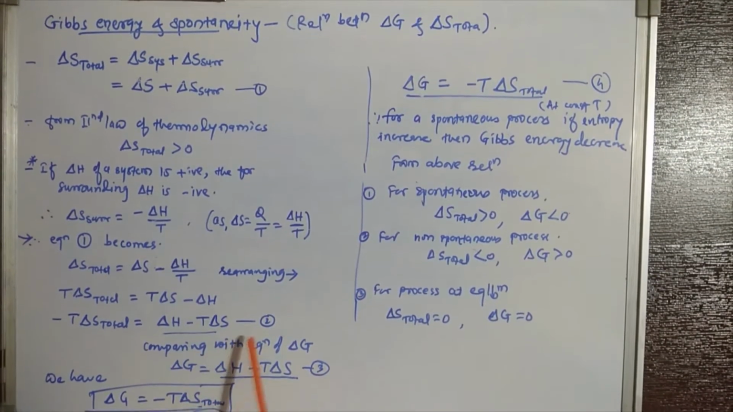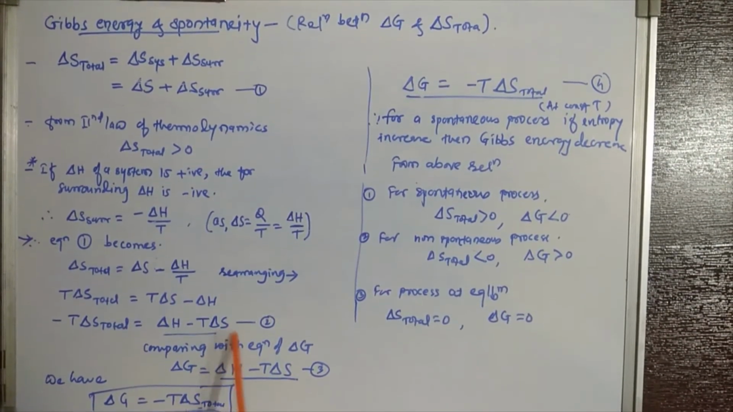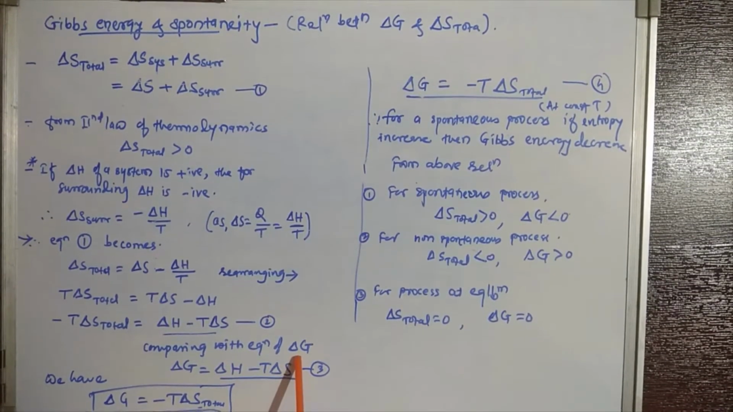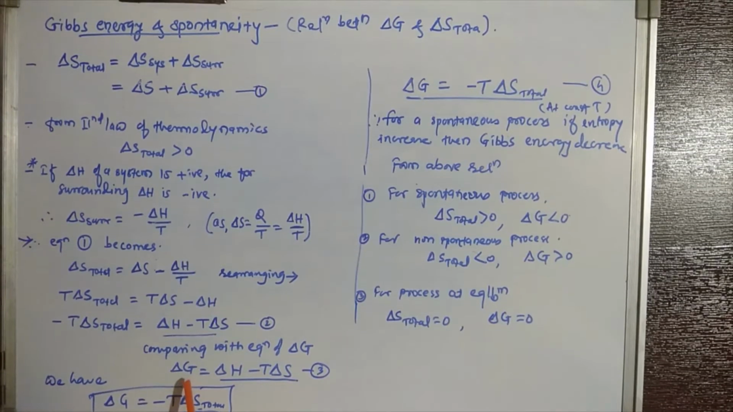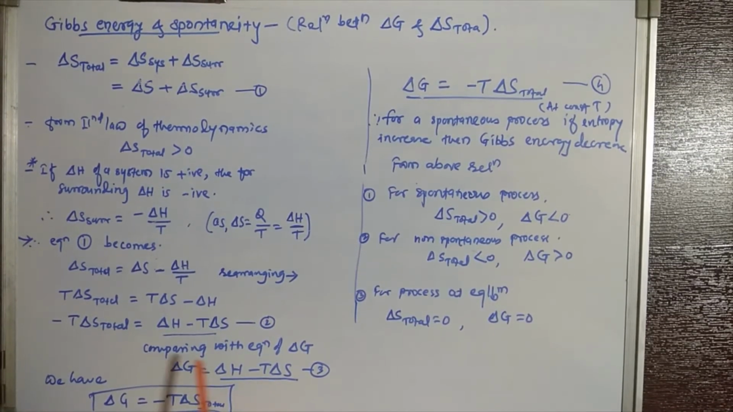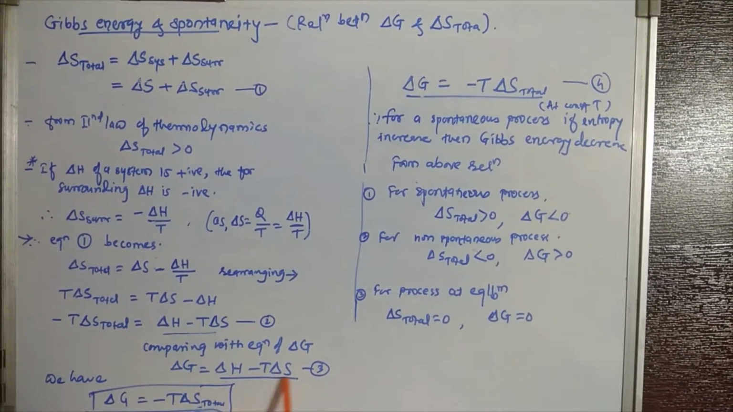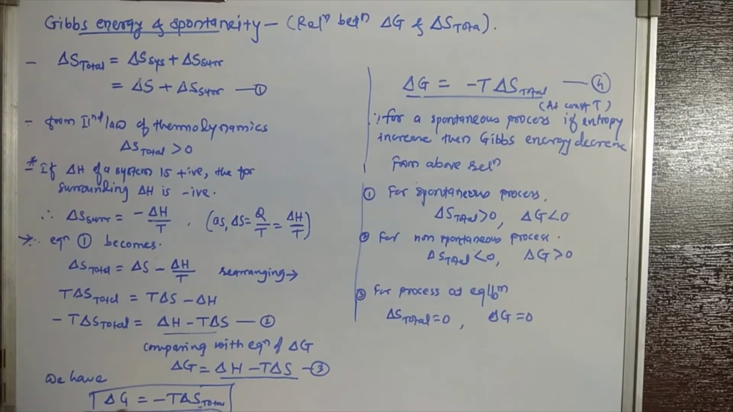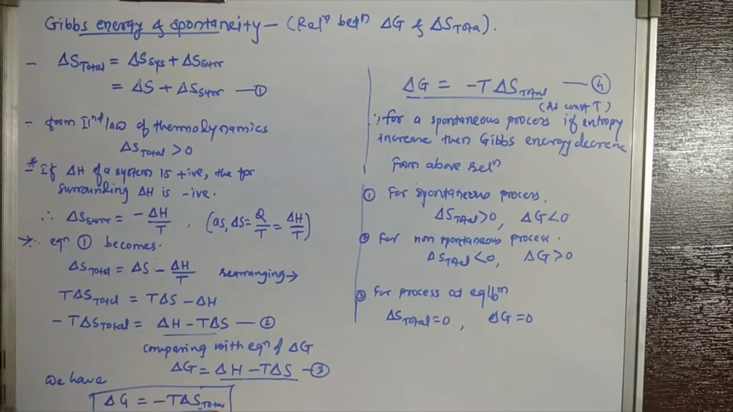Now see, comparing this equation number 2 with the equation of delta G, in the previous point we have seen the change in Gibbs energy can be written as delta G is equal to delta H minus T delta S. The RHS of both equations are the same, so we can write that the two are equal, so delta H is equal to minus T delta S total.